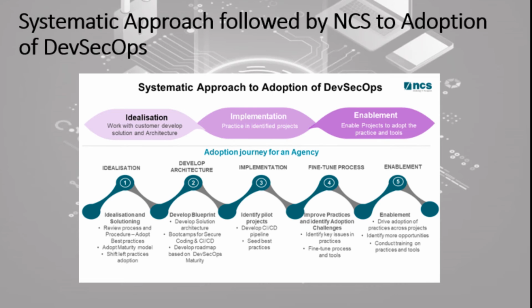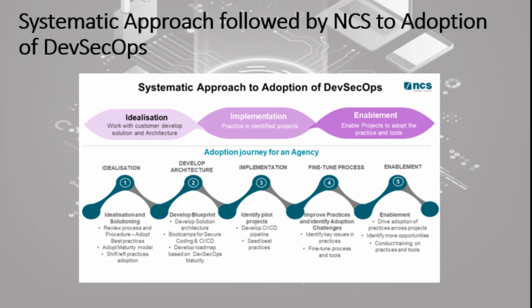Systemic approach followed by NCS to adoption of DevSecOps. When designing the DevSecOps solution, the environment of the client, their existing processes, and the goals of implementation or the reason to adopt cloud must be considered. NCS believes that the adoption of DevSecOps approach is a shift to the culture of software practices. To take full advantage of this implementation, customers need to adapt to this transition.